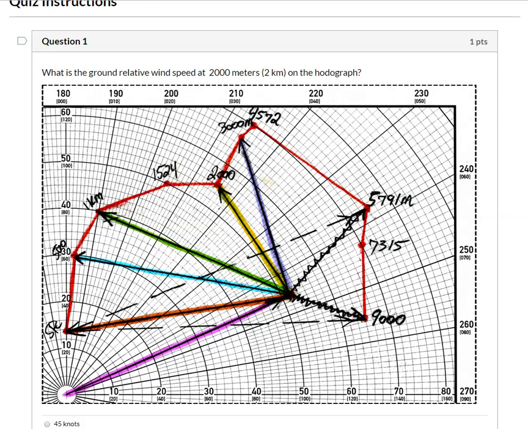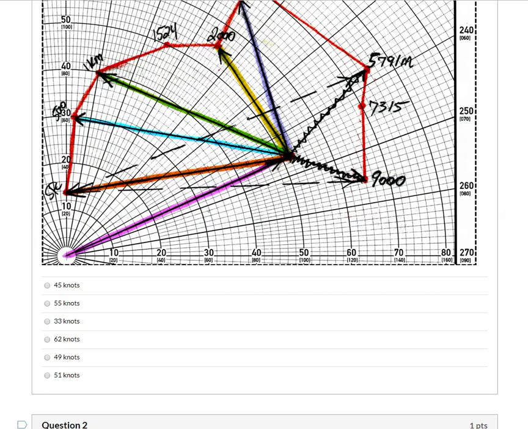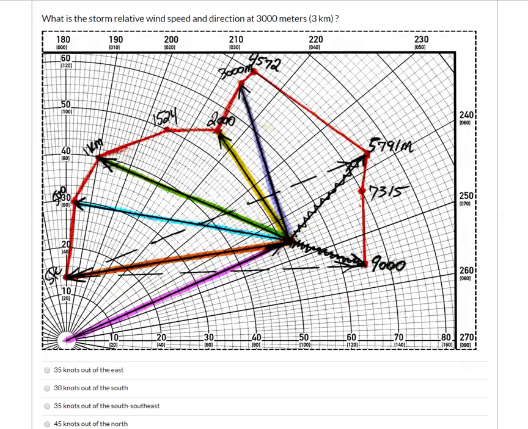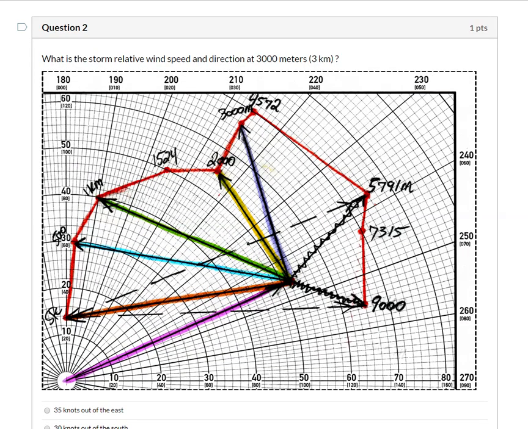And a VAD wind profiler, a VWP, can also be used to construct a hodograph. Those are found on the NEXRAD units across the United States. Okay, for question 2, what is the storm relative wind speed and direction at 3,000 meters? So for this, these are these colored lines, all except for the pink one. The pink line is storm motion. So that's the storm motion coordinate right there in polar coordinates on the hodograph. And we'll go over that more in a moment.